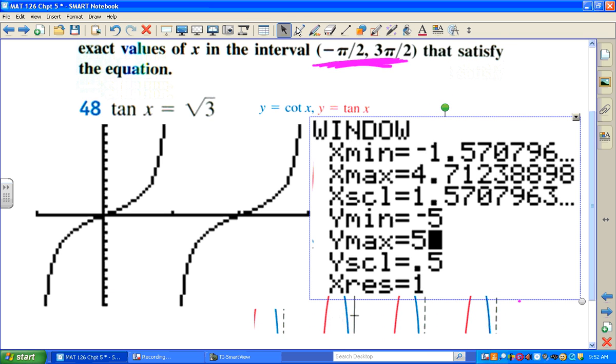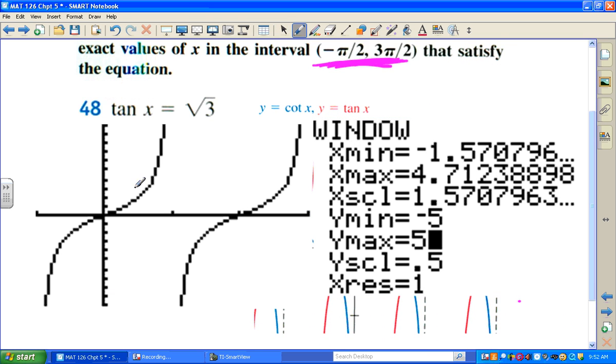So, square root of 3 is going to be, let's see, if this is a half and this is 1, there's 1.5. There. That's about square root of 3. What angle do you think that is in the unit circle? 45? No. 60. Or pi over 3. The tangent of pi over 3 is square root of 3, isn't it?